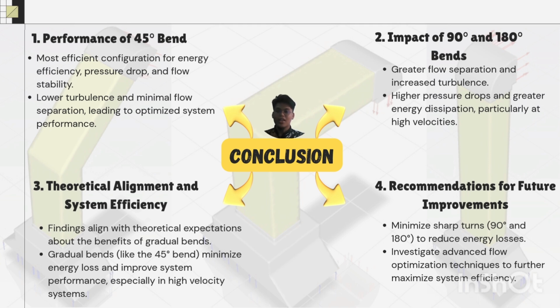On the other hand, the 90-degree and 180-degree bends show greater flow separation and increased turbulence, leading to higher pressure drops and greater energy dissipation, especially at higher flow velocities. These findings align with theoretical expectations and highlight the importance of using gradual bends in high velocity systems to minimize energy consumption and improve overall system performance.